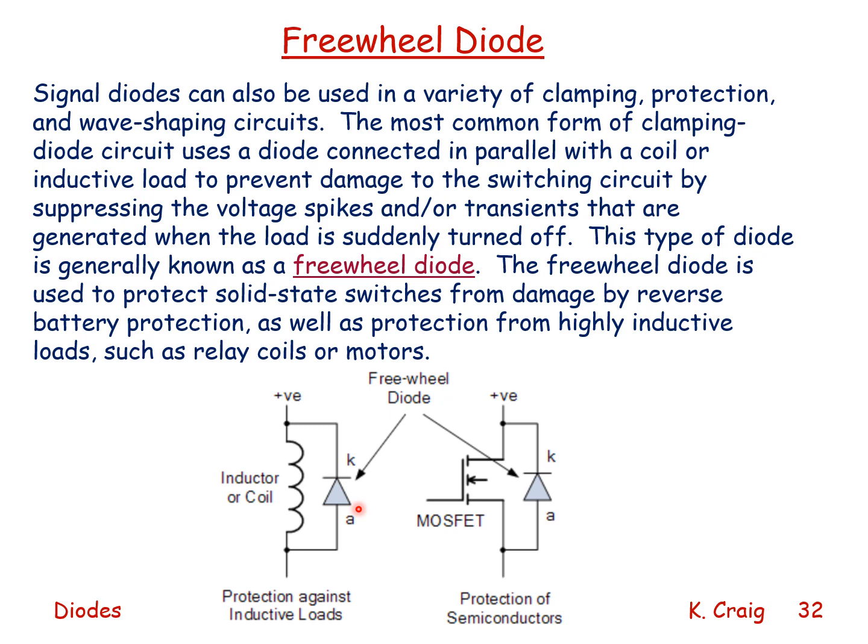The freewheel diode is used to protect solid-state switches from damage by reverse battery protection, as well as protection from highly inductive loads, such as relay coils or motors. Here we see protection against an inductive load and the protection of the semiconductor MOSFET.